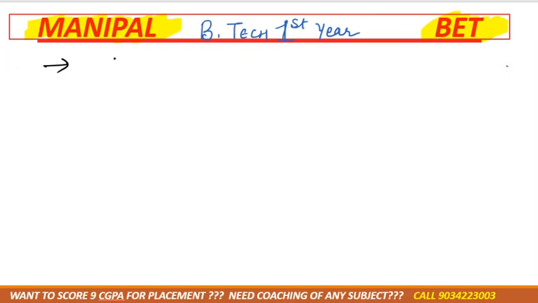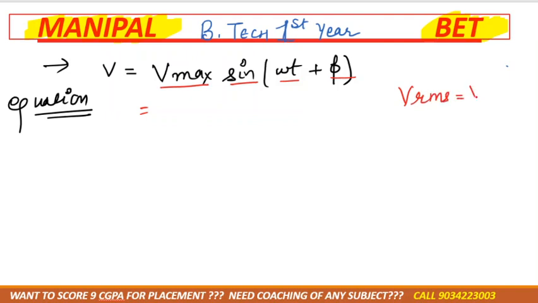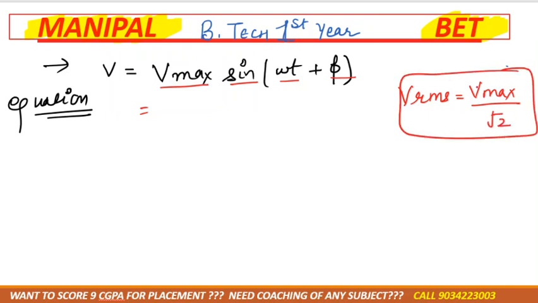Now we'll have one more category of question, that is where the voltage is in equation form. What is the equation form? That is V is equal to V max sine of omega t plus phi, right? Here omega is the angular frequency and phi is the phase angle. But for calculation purposes, we always need VRMS, and the relationship between VRMS and Vmax is VRMS is equal to Vmax by root 2. I think you have studied this in the 12th class also.